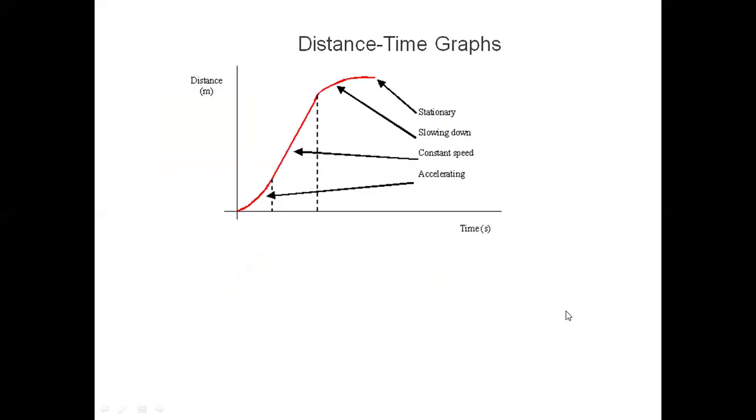Now all four parts are combined in one graph. The first section is showing acceleration, then constant speed, then decreasing gradient means slowing down, and then the graph becomes parallel to time axis, that is x-axis where time is taken. So it means there is no motion, stationary.